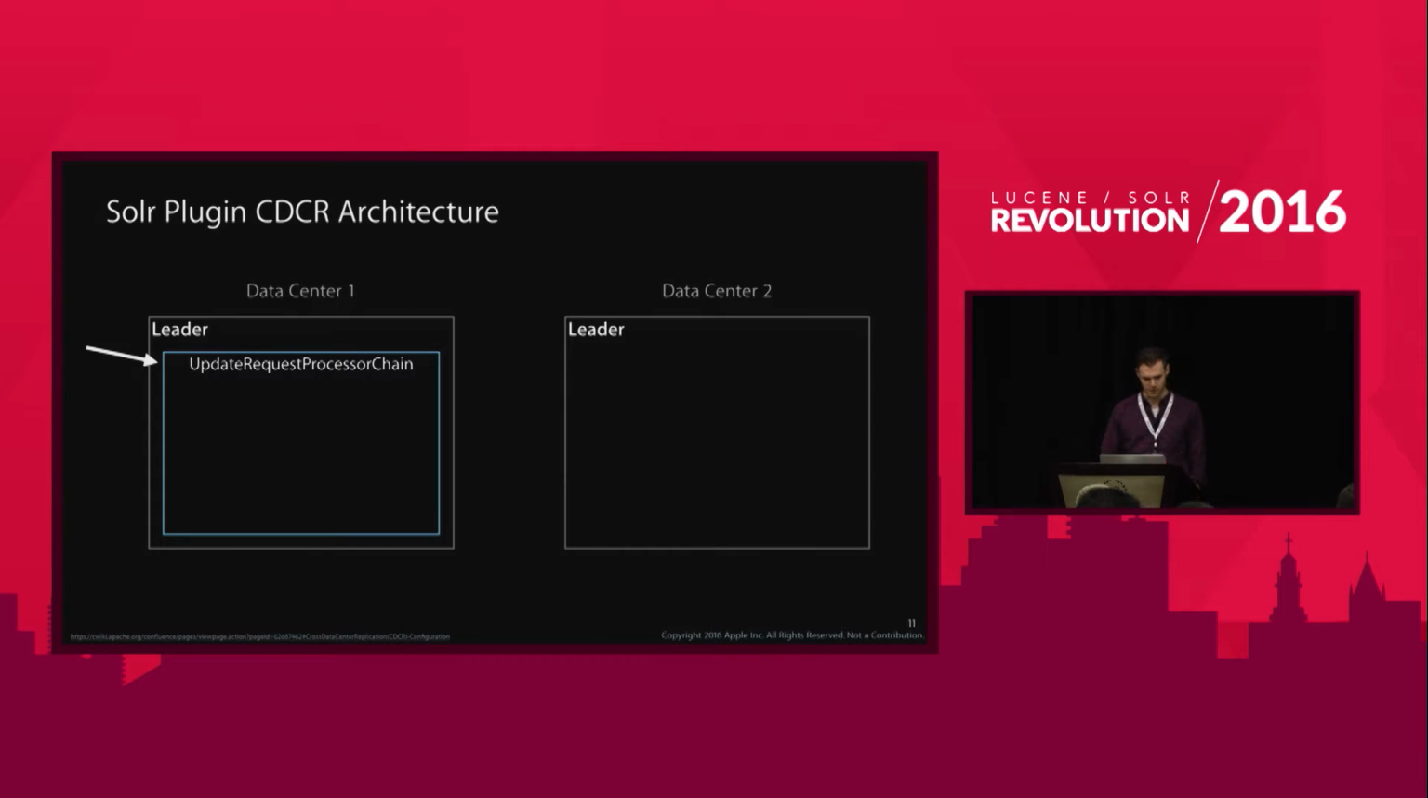So if we zoom in a little bit more on the processing on the leader nodes in data center 1, updates come in and go through these update request processing chains again. But here we inject a few extra steps to achieve our cross-data center replication. The first thing we do is add this doc-based version constraints processor. This is not something we wrote. It's already in Solr.